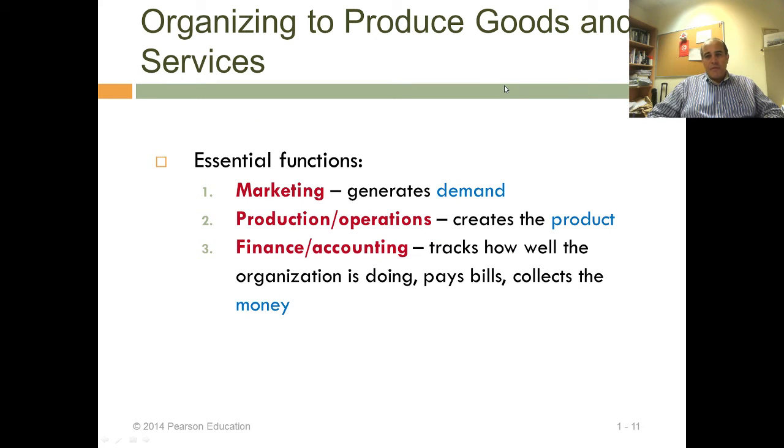Where does operations management fit? It fits as one of the three key functions of the organization in addition to marketing and finance. Marketing is expected to generate demand. Production and operations is expected to create the products that would meet that demand, and finally finance is supposed to be handling the flow of money, tracking how well the organization is doing, paying bills, collecting the money, etc., and managing the flow of finance.